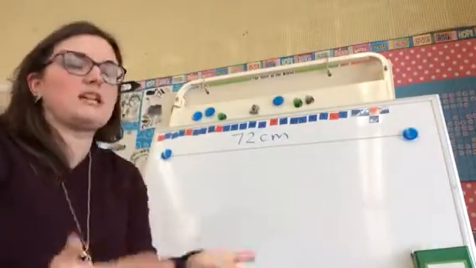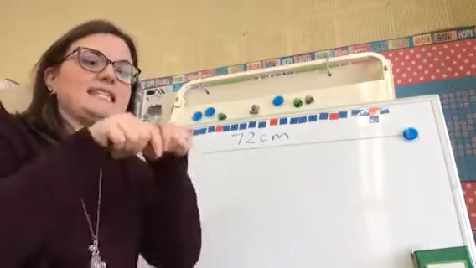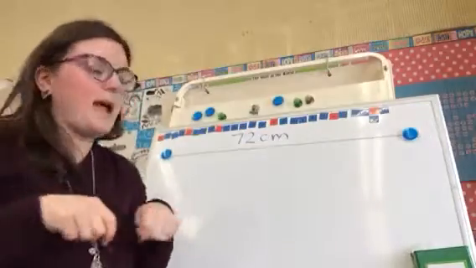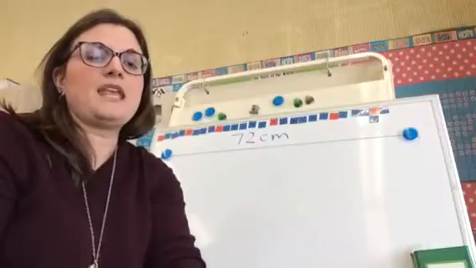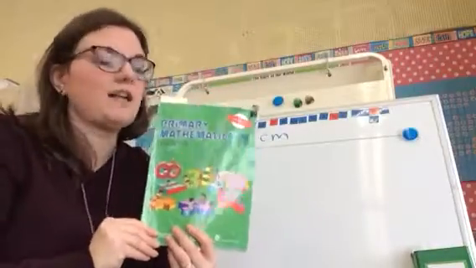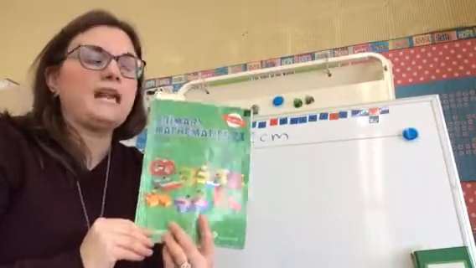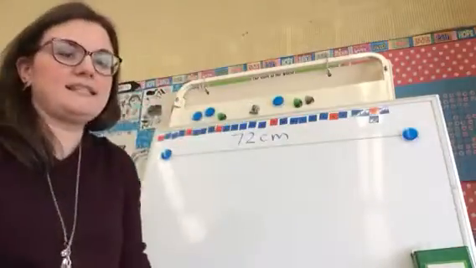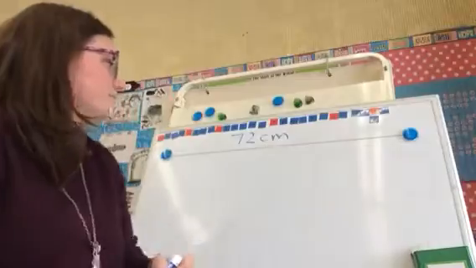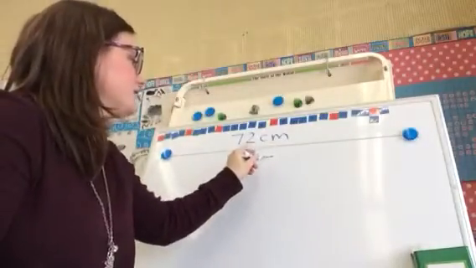Okay, so that's how I can measure something that's curved. I can take my string, wrap it around, hold it, then lay it flat and use my ruler to measure. So if you don't have your textbook, press pause and get your textbook, and we're going to open up to page 57, which I will write on the board here. Page 57.